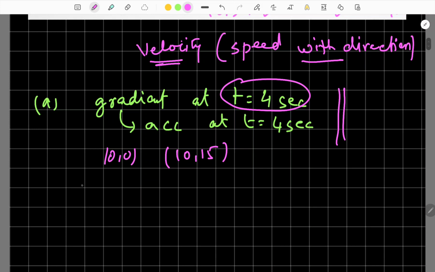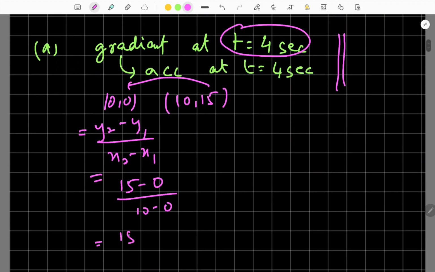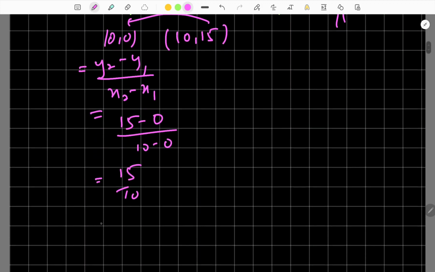So what was the formula for the gradient? Beta, y2 minus y1 over x2 minus x1, right? Rise over run. Let's find the gradient. So this is 15 minus 0 over 10 minus 0, right? So what gradient did we get, beta? 15 over 10, which is 1.5, right?